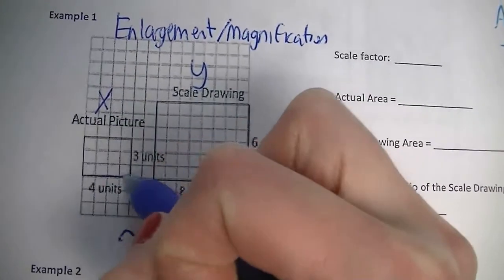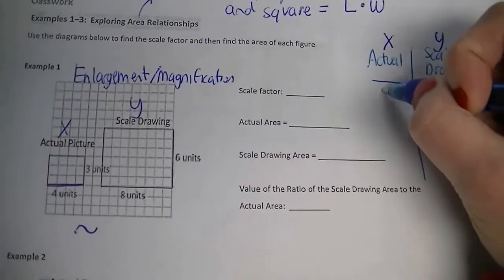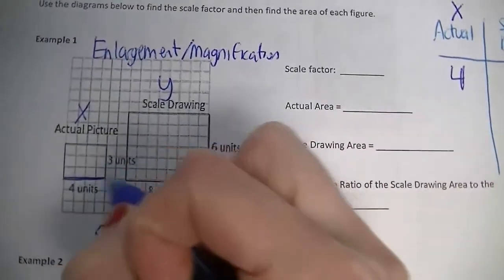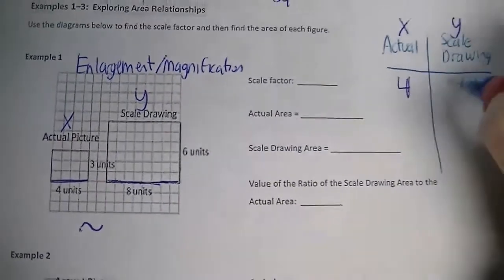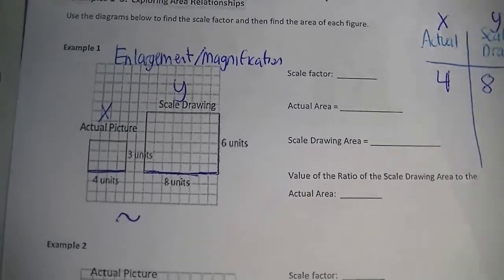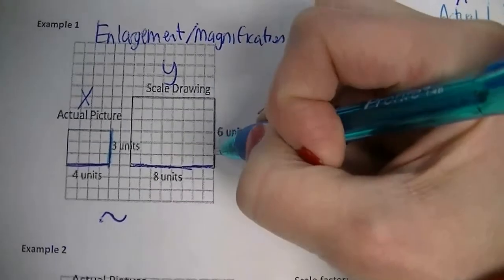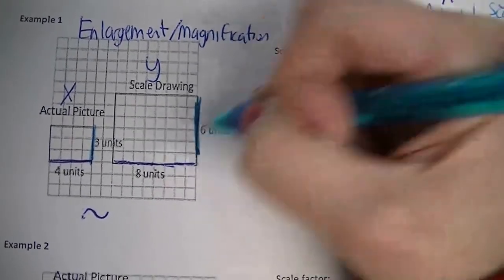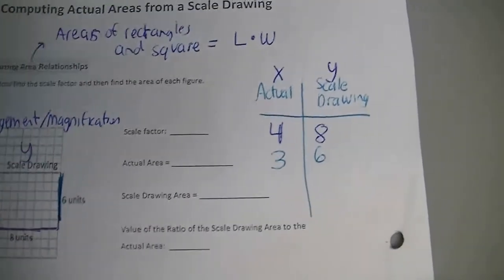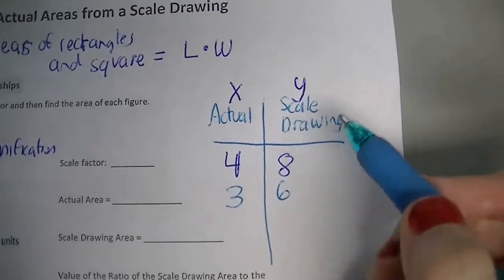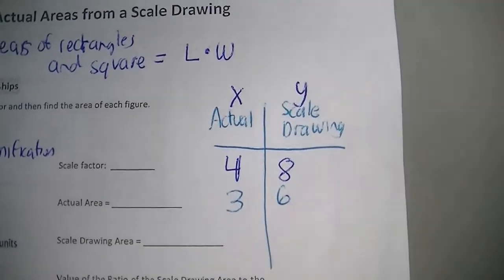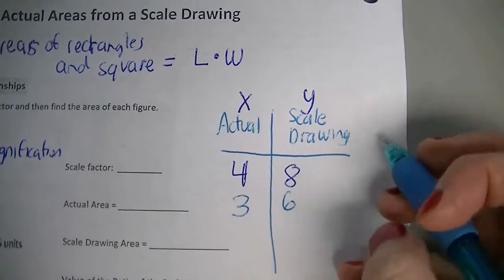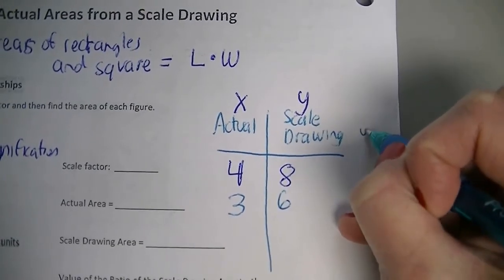So with the actual picture, this right here is 4 units. So under actual, I'm going to put 4 units. And its corresponding side, remember with the 1-to-1 correspondence, this one is 8 units. Okay? And then for the other side, I see 3 units. So I'm going to go ahead and write a 3 right there. And the corresponding side on the scale drawing is 6 units. Okay? So to figure out the scale factor, it's just like finding unit rate or the constant of proportionality or the constant ratio or the constant rate, all the same thing. You just go y divided by x. Okay? So remember, y divided by x.